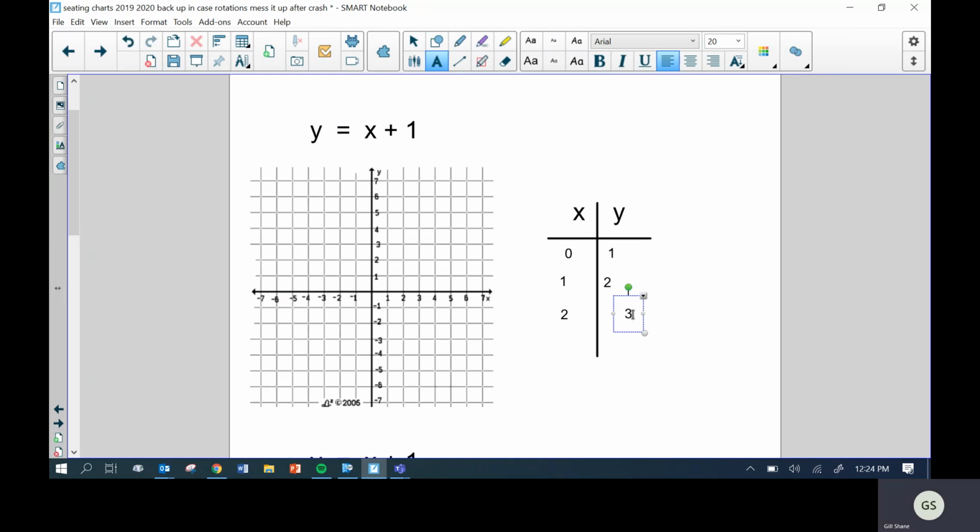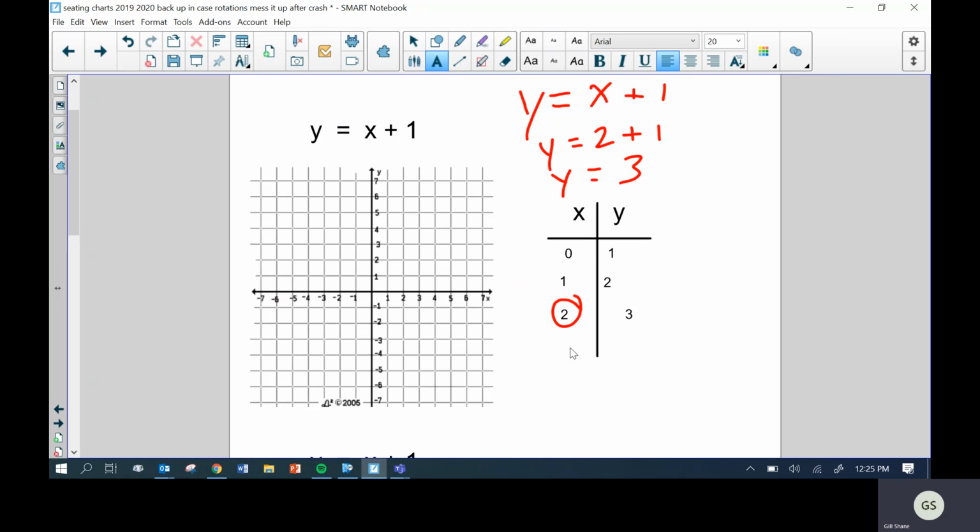And it's going to be 3. Y has to be 3. And again, that just comes from the fact that y equals x plus 1. That's the equation. Well, if I make x 2, then y equals 2 plus 1, which means if x is 2, y has to equal 3.